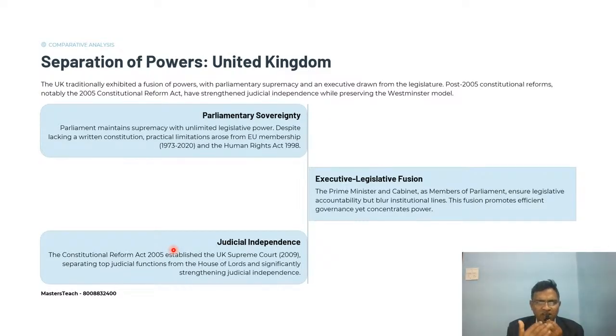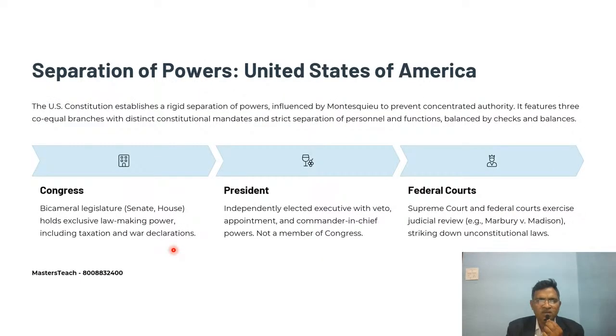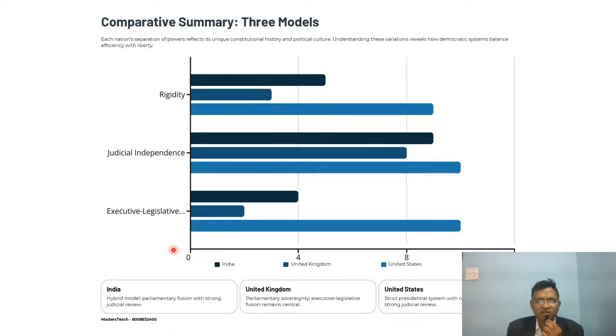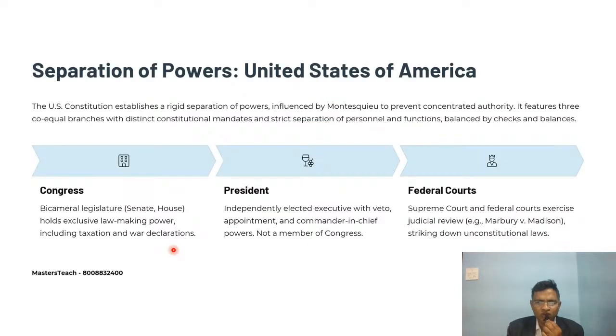Checks and balances we already discussed, and we discussed the three things in the separation of powers as in the UK and the US. Now it is a comparative study. It is just representative. Go through this video again and again.